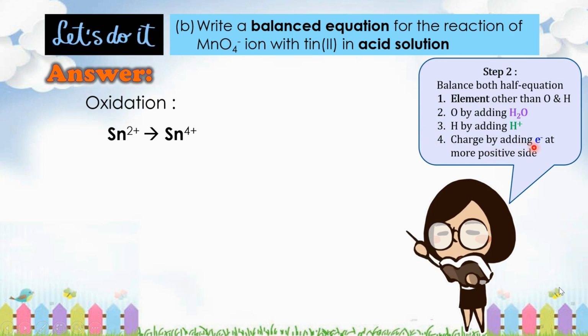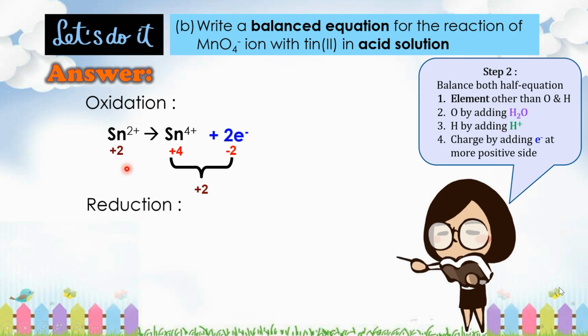Charge. Balance charge by adding electron at the more positive side. So you have to calculate the charge for both sides. Okay, so we can clearly see that the product side is more positive. Therefore you have to add 2 electrons at the product side. Okay, so we calculate again the total charge. So it should be the same. Alright, so next, same thing goes for the reduction.